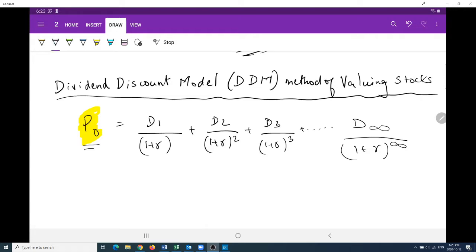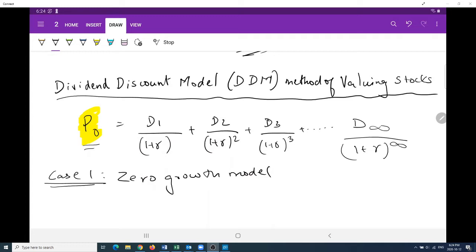But in practice, it's a little harder to actually forecast dividends all the way till infinity, right? So in practice, there are multiple things which you could use in order to simplify this. The first scenario would be your case one. Case one can be thought of as your zero growth model.